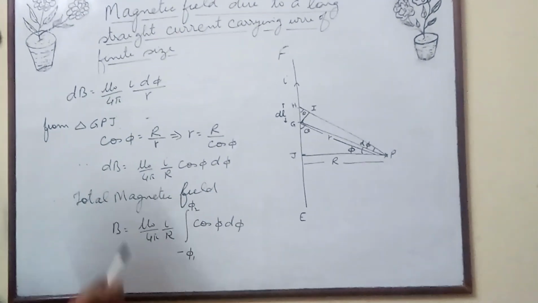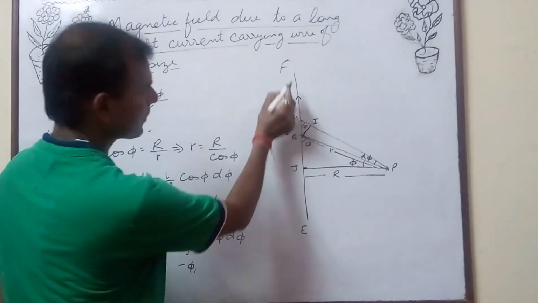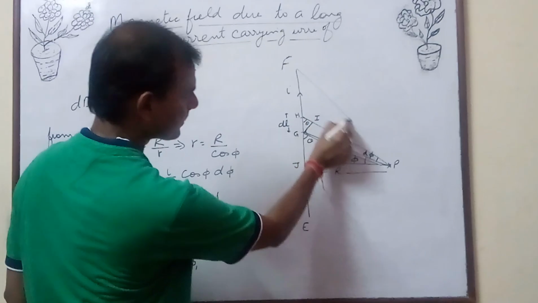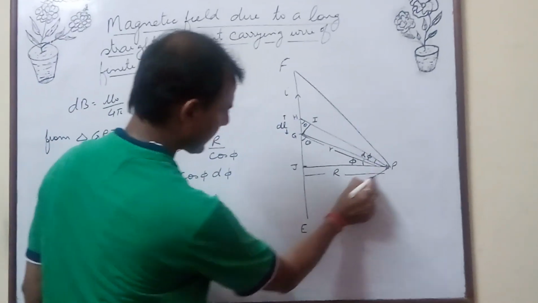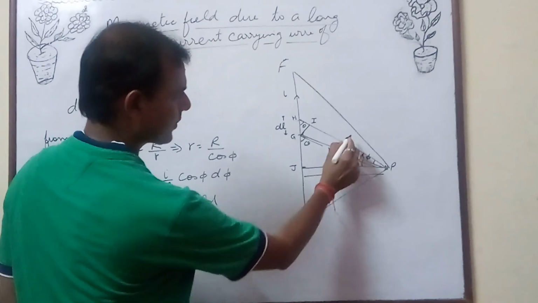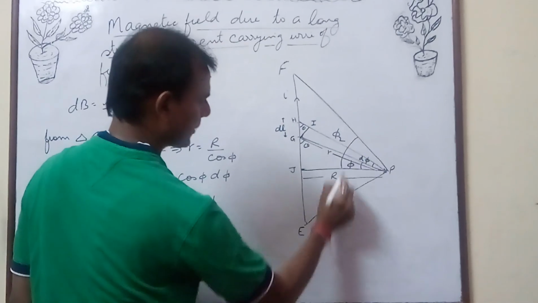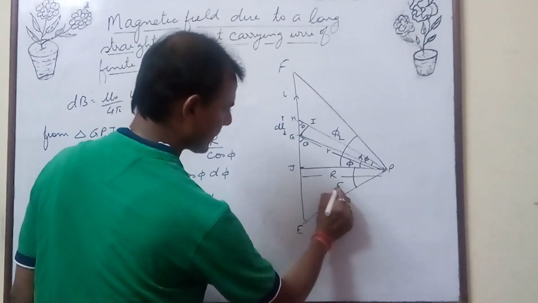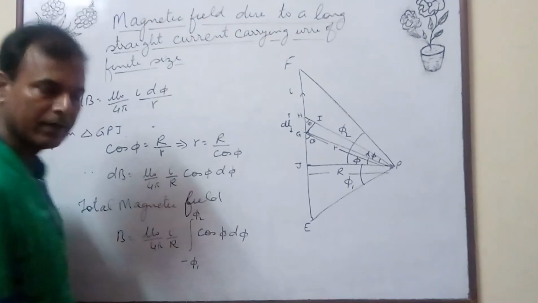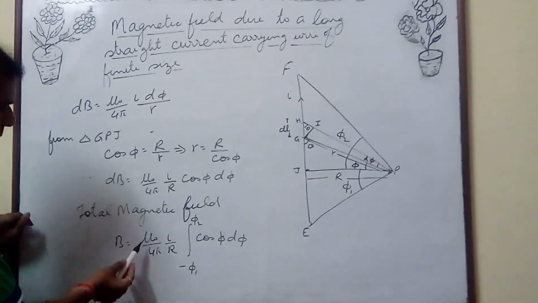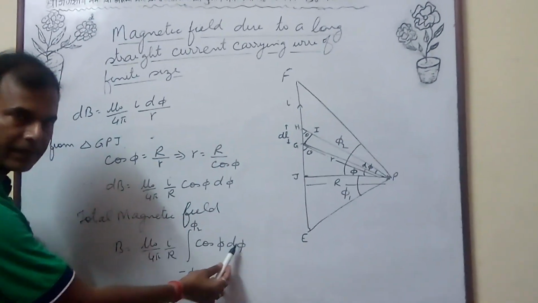We will integrate it. Therefore, total magnetic field is equal to, now we want total, so I'm joining this and this, and suppose this total angle is phi 2 I'm taking, and this angle is phi 1. This total is phi 2 and this total is phi 1. The total magnetic field is mu naught upon 4 pi, I upon r is constant, taken out. Integration of cos phi d phi.